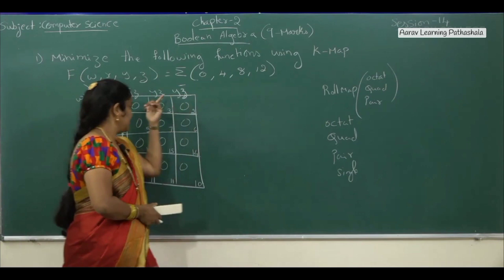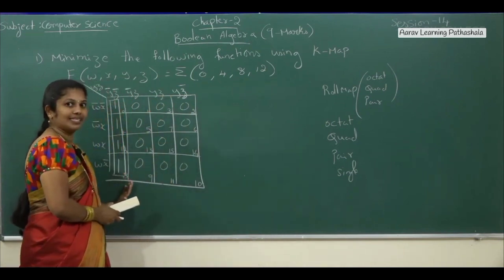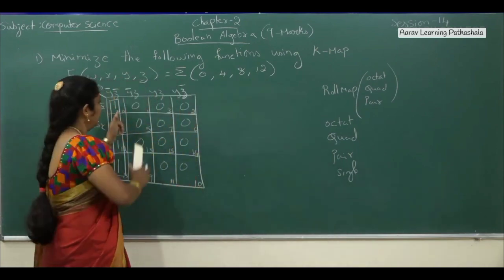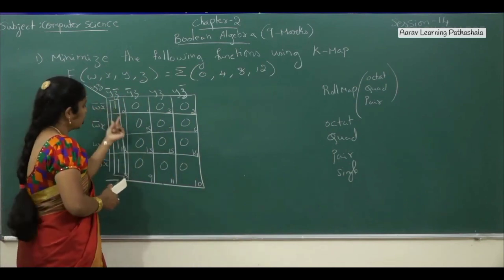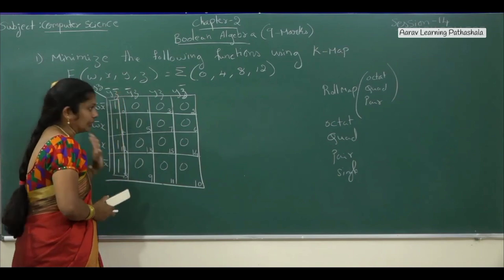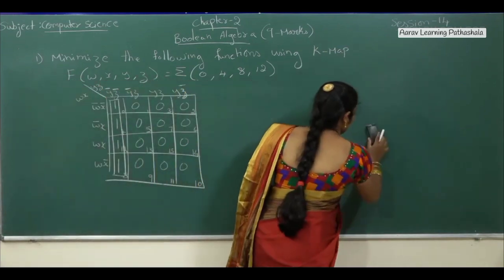Then next, pair. Is there any pair value? 1, 1 adjacent, I have to combine here. Make a circle of that. Pair is also not there. Single is also not there. First, encircle the adjacent 1s, because we have only 4 adjacent 1s. That's why I make a circle here. Then how to write the reduced form for the given expression?